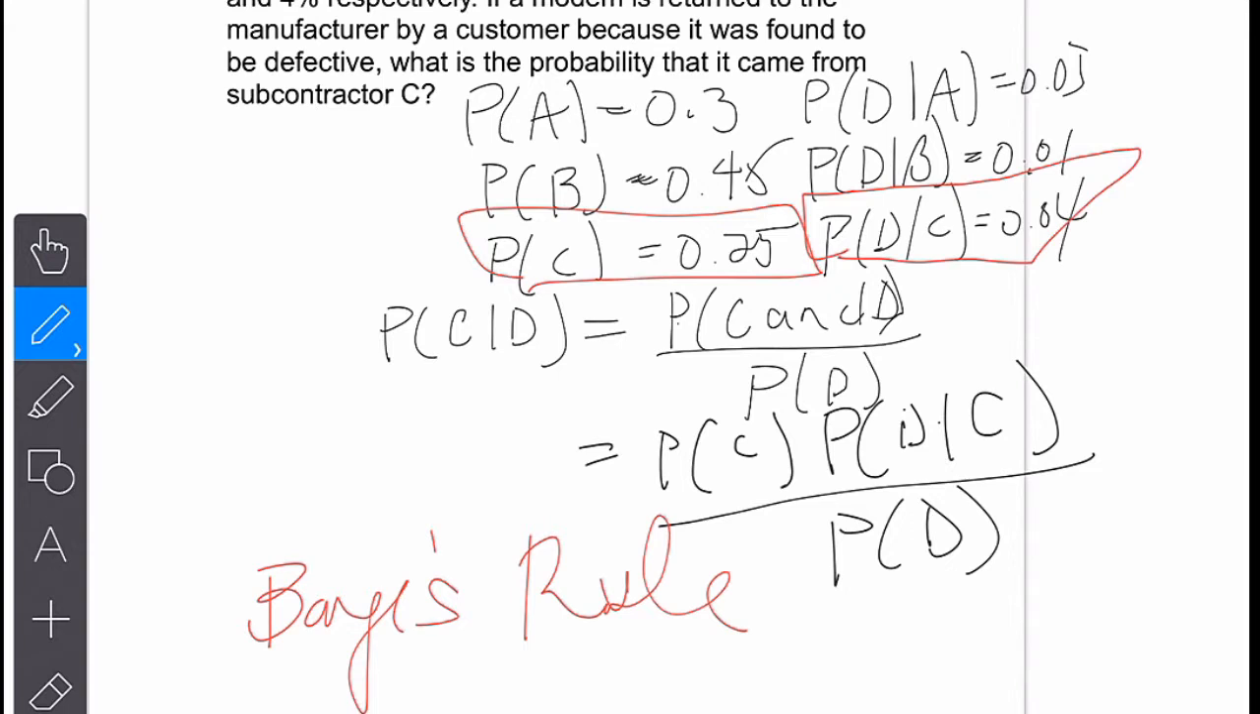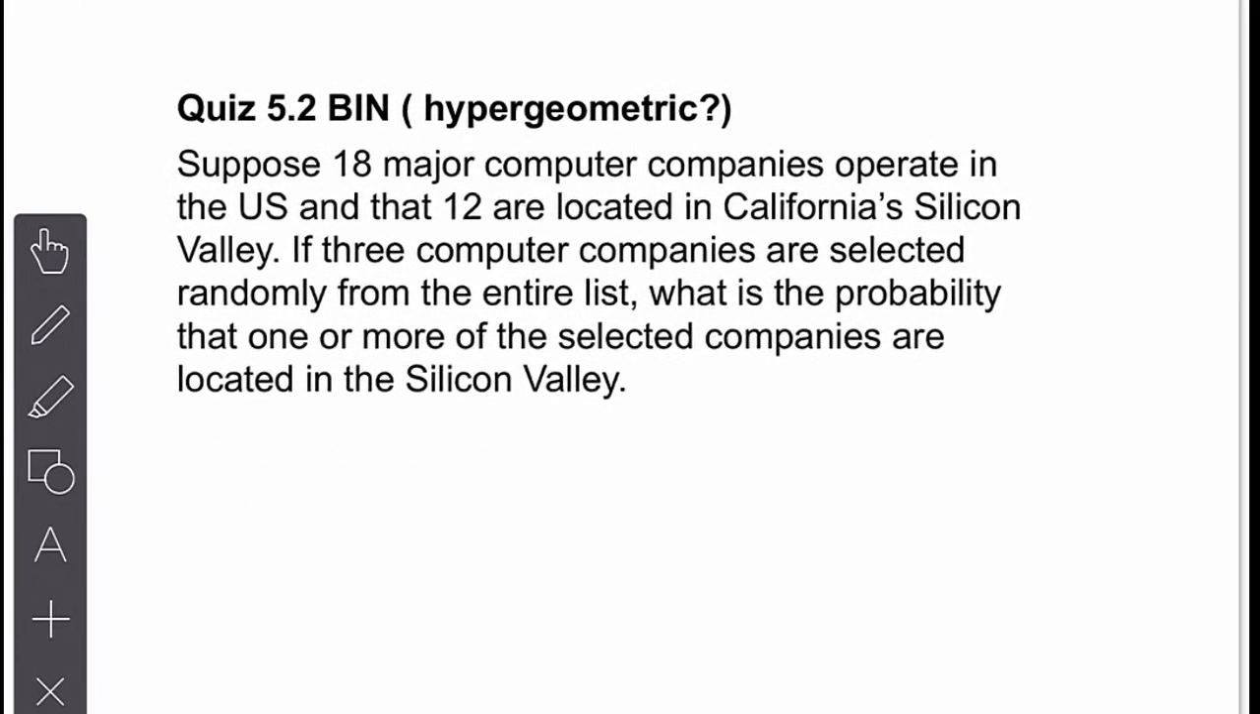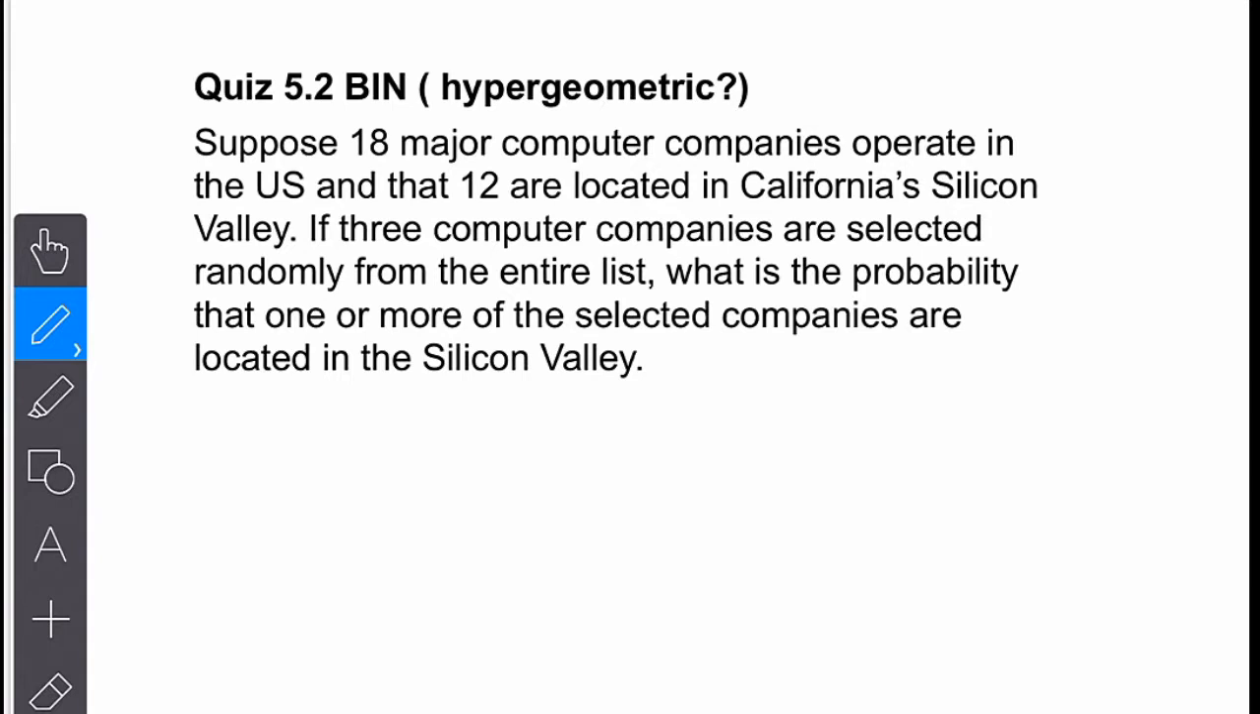Okay, what else did she send me? Okay, so I'm just working through Marlene's exercises if no one has anything else. So these questions are just from the quizzes, and she's numbered them here for me. Okay, 18 major computer companies operate in the U.S. and 12 are located in California's Silicon Valley. If 3 computer companies are selected randomly from the entire list, what is the probability that 1 or more of the selected companies are located in Silicon Valley?